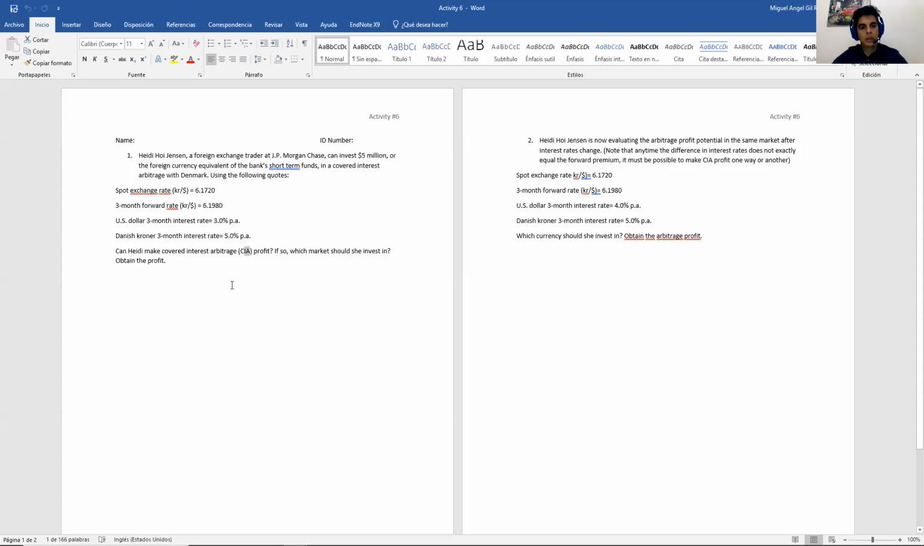So what you have to do is what we just did on Excel. And we have exactly the same numbers on the second exercise. The only thing that changes is the interest rate of the US. As you can see, the spot, the forward, and the Danish interest rate are the same. The only thing that changes is the American rate. So you have to do both simulations and tell me which one is correct. That is for the activity, and the homework, as you know, you have the whole week to finish it.